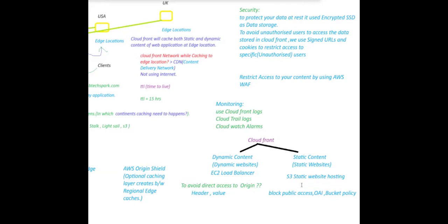Whenever you have created a block public access, it will show you the access denied option. And since you provided this bucket policy and OAI to this CloudFront distribution, if you request through this CloudFront distribution, then only your website will be accessible. So in this way, we can avoid direct access to our origin if we use this CloudFront distribution.